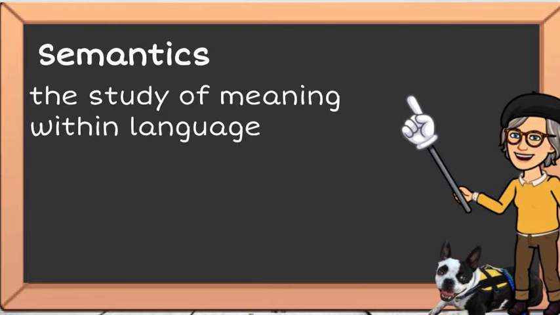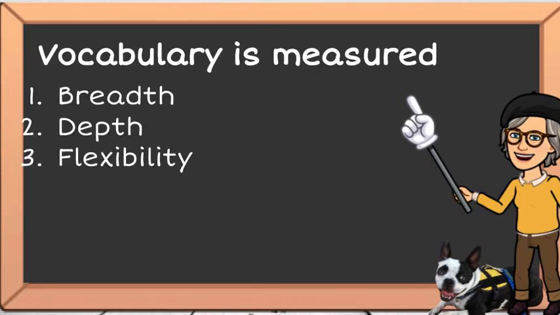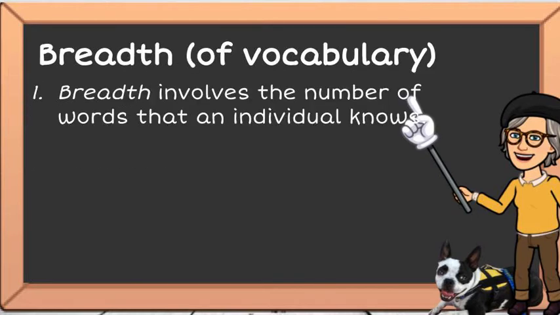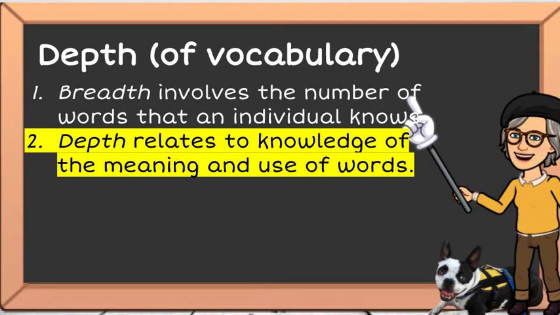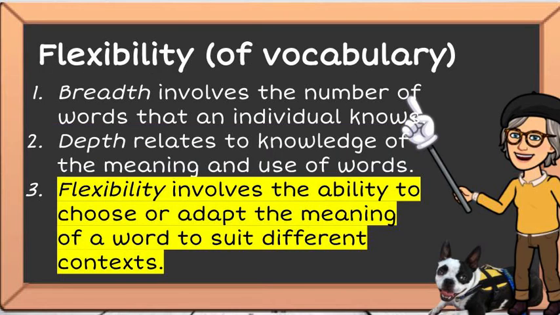Next is semantics, and this is the study of meaning within the language. When we're trying to understand vocabulary proficiency, we can measure vocabulary on dimensions of breadth, depth, and flexibility. Breadth is the number of words someone knows. Depth relates to the knowledge of the meaning and use of those words, and flexibility is related to their ability to choose or adapt the meaning of a word to suit different contexts.